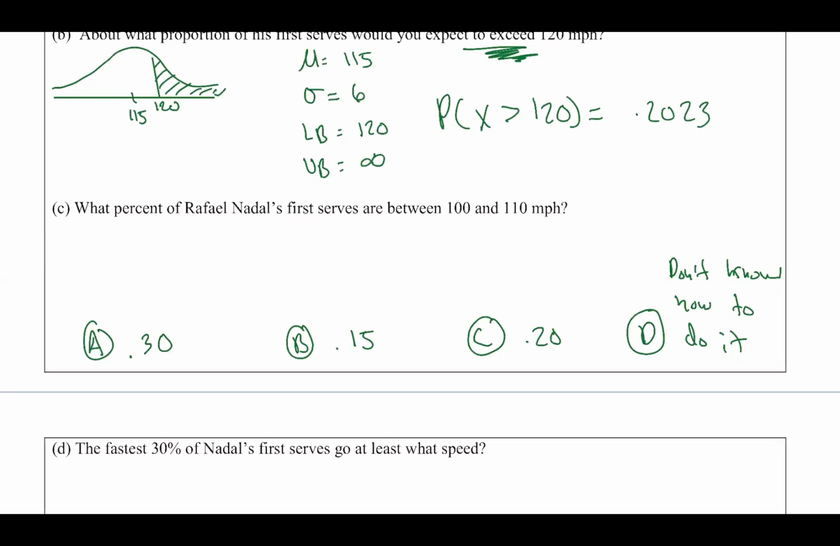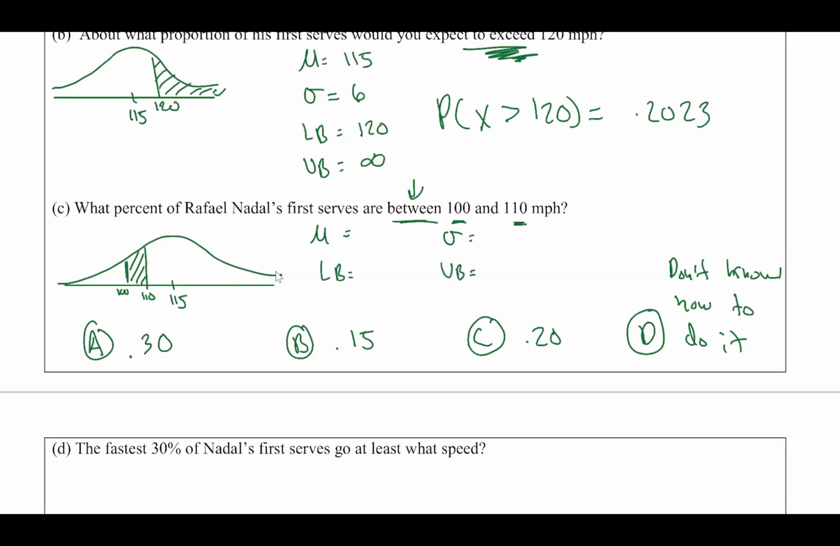So let's go ahead and do this problem. If you look at this one, you have 115 right here in the middle. But we want it to be between 100 and 110. Since it uses the word between, you shade in between the two values. Cool. So let's go ahead and do mu, sigma, lower bound, and upper bound.